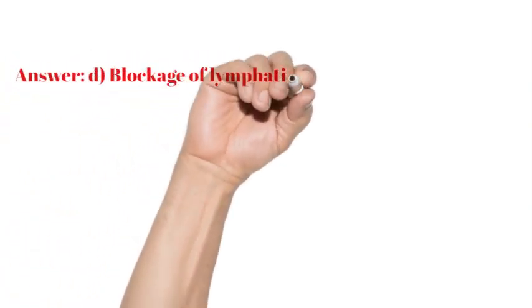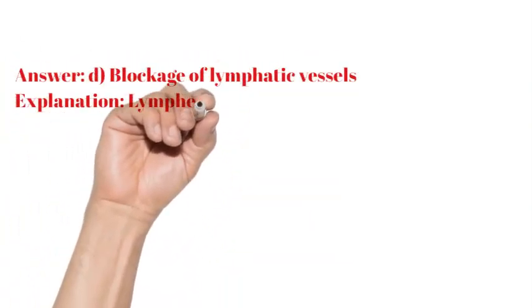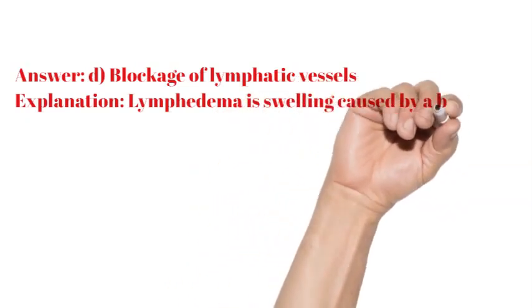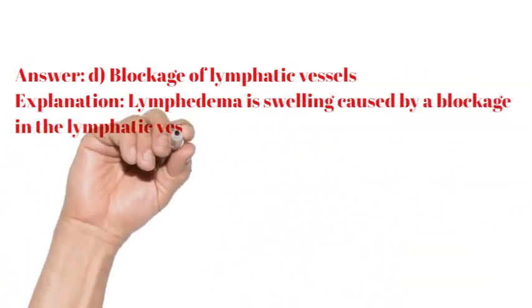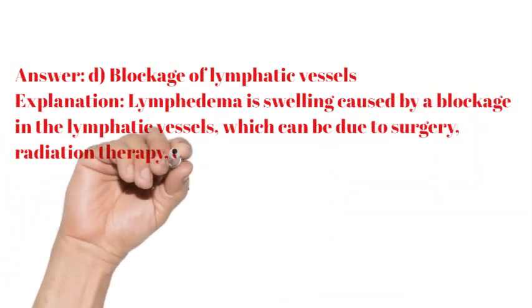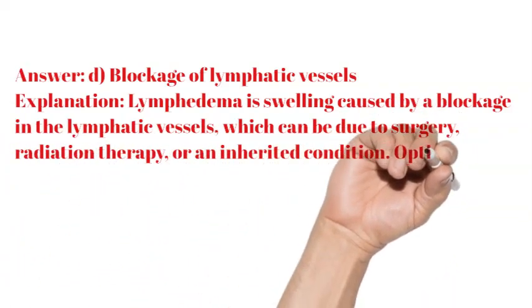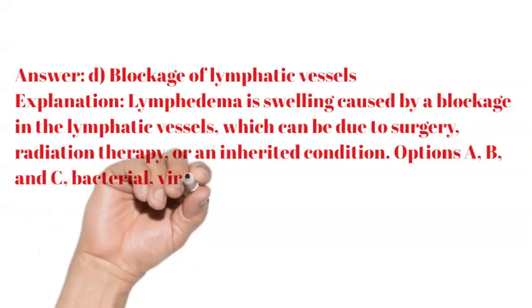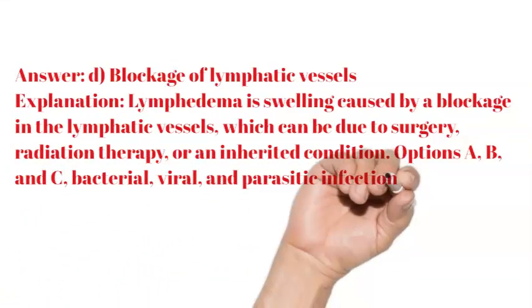Answer D. Blockage of lymphatic vessels. Explanation: lymphedema is swelling caused by a blockage in the lymphatic vessels, which can be due to surgery, radiation therapy, or an inherited condition. Options A, B, and C, bacterial, viral, and parasitic infections, are not common causes of lymphedema.